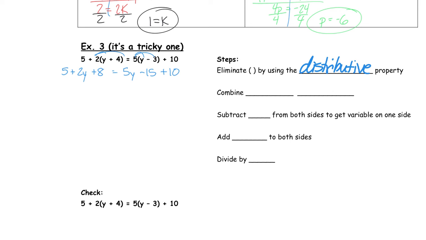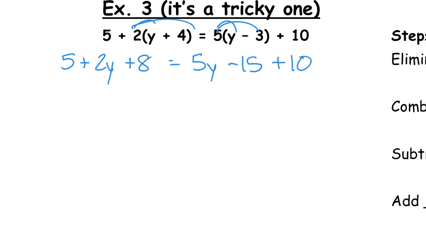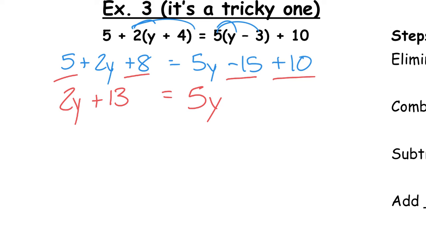Now our second step, we have to combine like terms. If not, it's going to take me longer to get to my answer. This is why we went over that first when we first started our algebra unit. So now I need to combine what is alike. So I can do 5 plus 8, which means nothing's happened to the 2y. 5 plus 8, I get 13. Nothing can be added to 5y, but I can take a negative 15 plus 10 and get a negative 5.